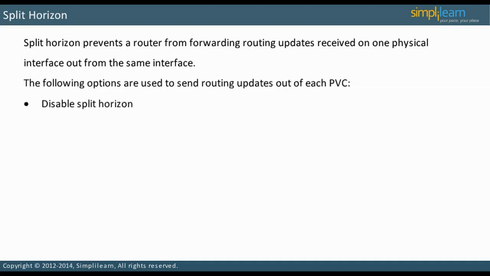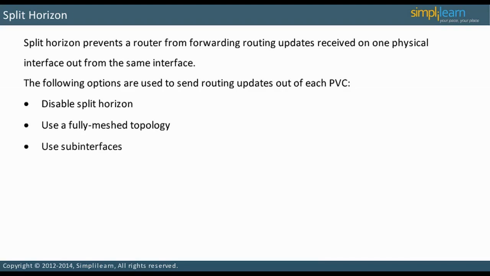You can disable split horizon, but this is an option only in IPv4. Also, disabling split horizon increases the chance of routing loops. The second option to solve the split horizon problem is to use a fully meshed topology where each device has a connection to the other device. In most cases, this is infeasible. The third option is to use sub-interfaces. This is the recommended solution.